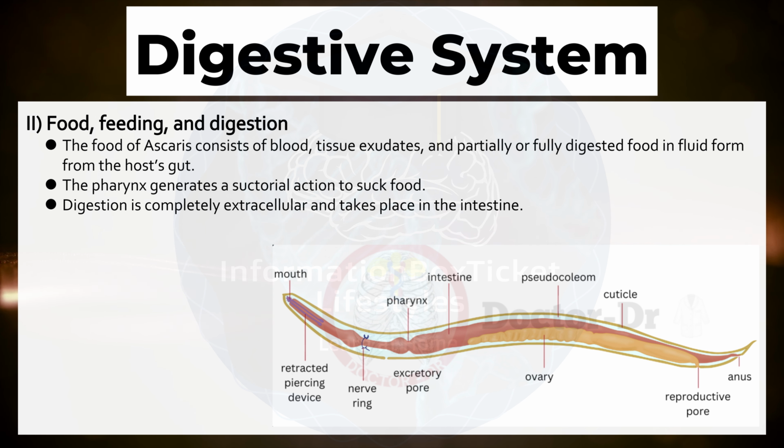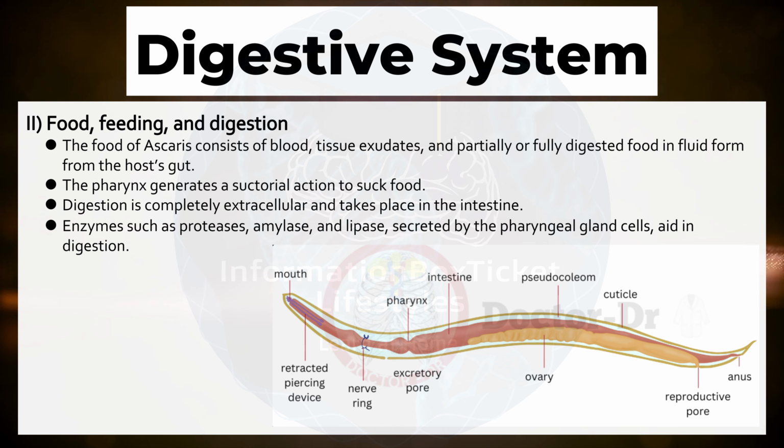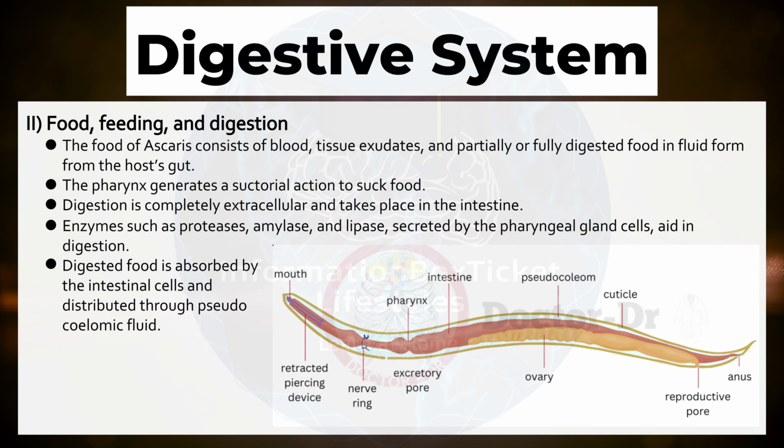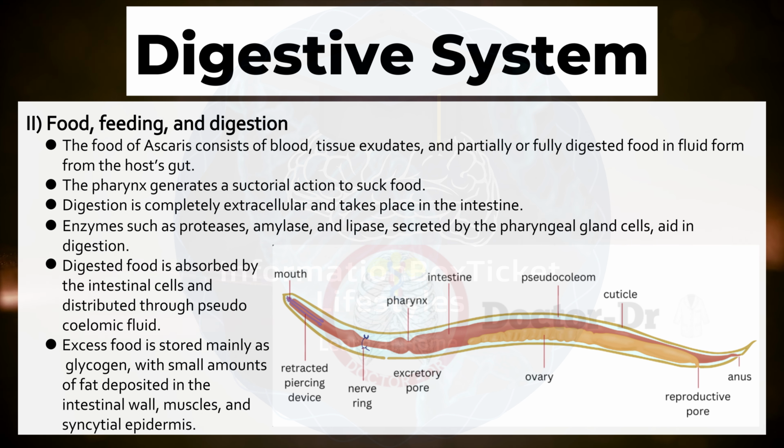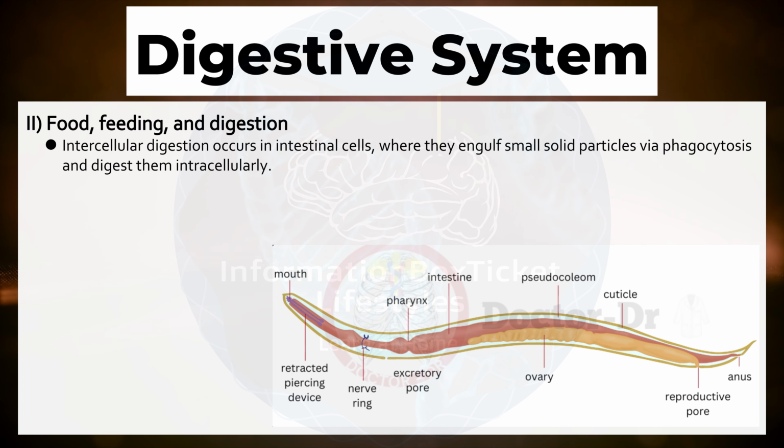Digestion is completely extracellular and takes place in the intestine. Enzymes such as proteases, amylase, and lipase, secreted by the pharyngeal gland cells, aid in digestion. Digested food is absorbed by the intestinal cells and distributed through pseudocoelomic fluid. Excess food is stored mainly as glycogen, with small amounts of fat deposited in the intestinal wall, muscles, and syncytial epidermis. Intracellular digestion occurs in intestinal cells, where they engulf small, solid particles via phagocytosis and digest them intracellularly.